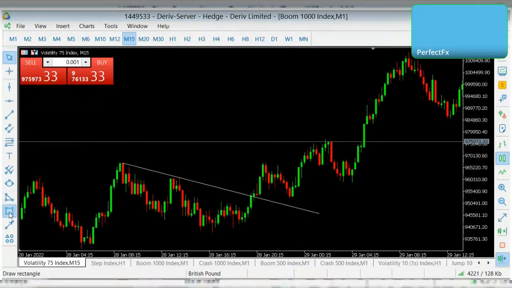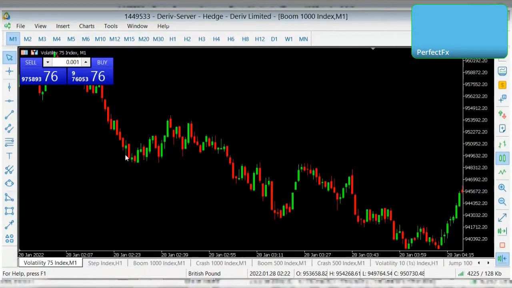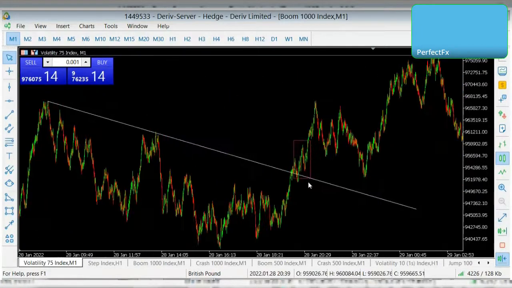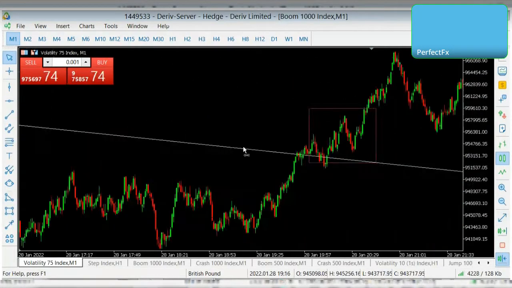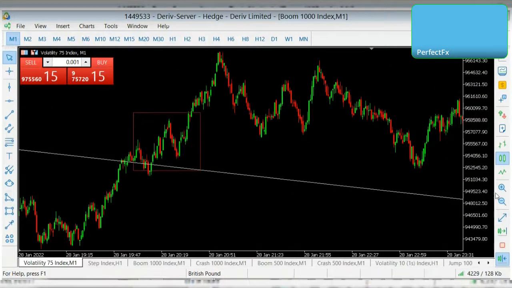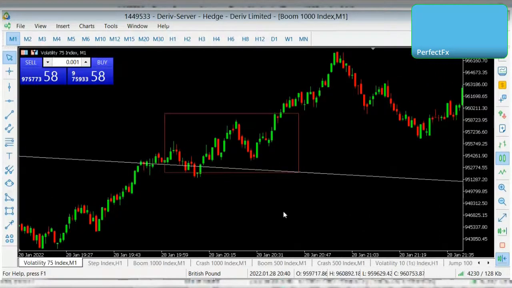So let's look at this entry again. Look at this point. Can you see that candle that closed above the trend line significantly? Then you mark that zone out, and then go down to the 1 minute time frame for entry confirmations. As I said, this works for both buys and sells.